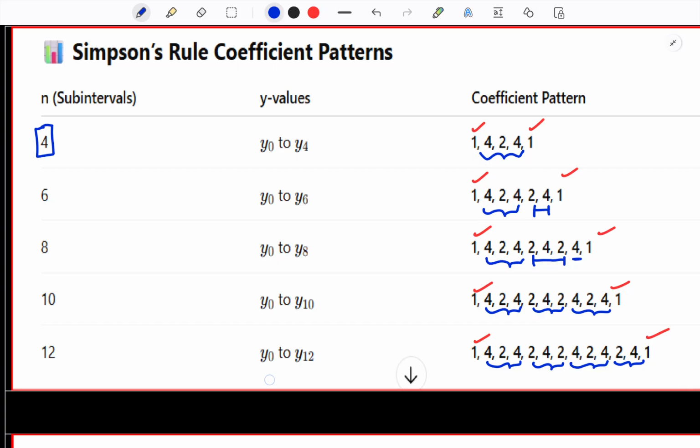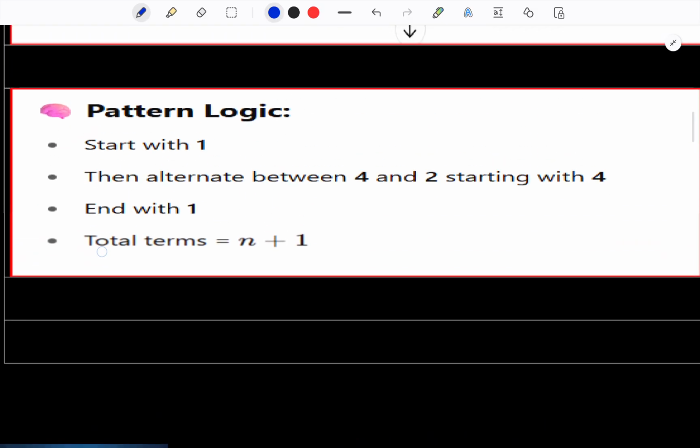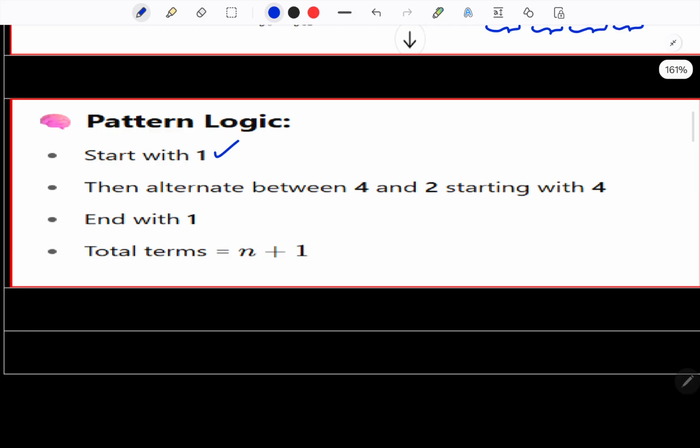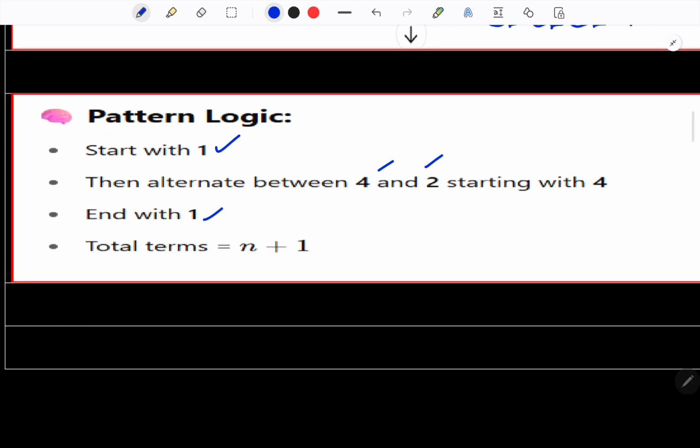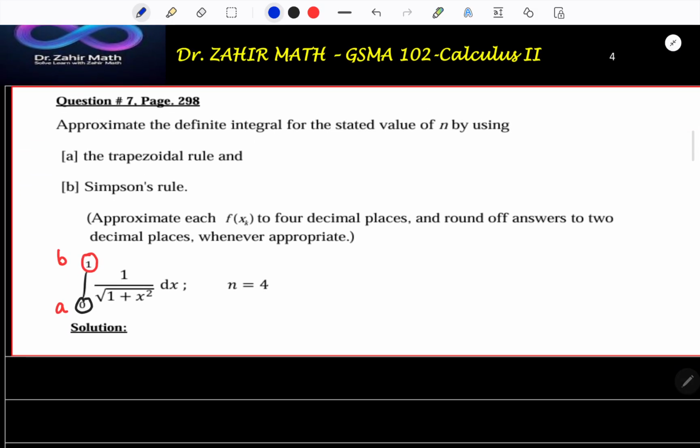So n is equal to 6, 8, 10, 12. But most probably, try to remember only up to 6 values because they will not disturb you more than that. Simpson's rule starts with 1, then alternating values 4, 2, and ends with 1. So no need to remember all these things.